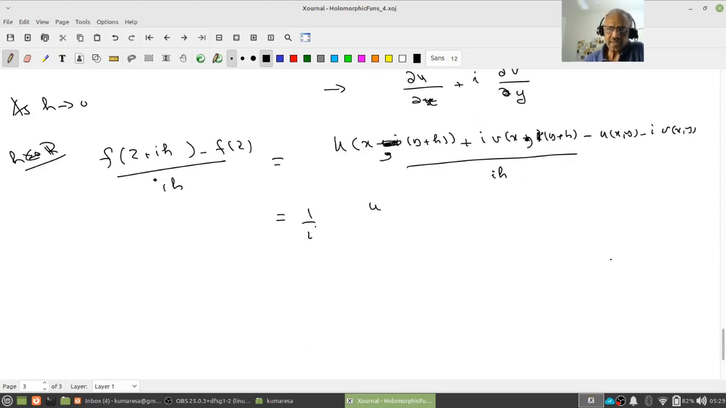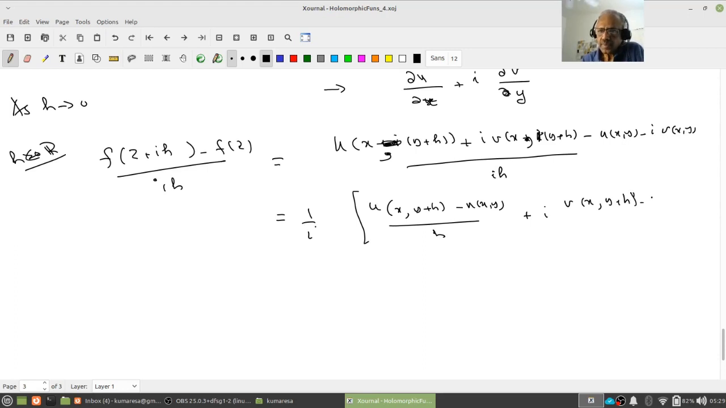When I write, as I said, following classical notation, I will not write u of x plus iy. I will write it only as u of xy. Therefore, this becomes u of x, y plus h minus u of xy, by h, plus, there, this 1 by i I took out. This is just i times v of x, y plus h minus v of xy, by h.